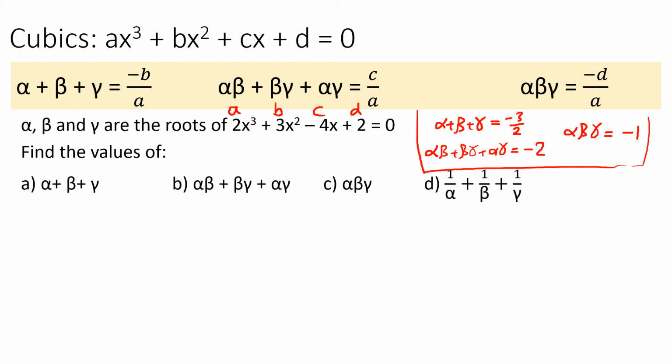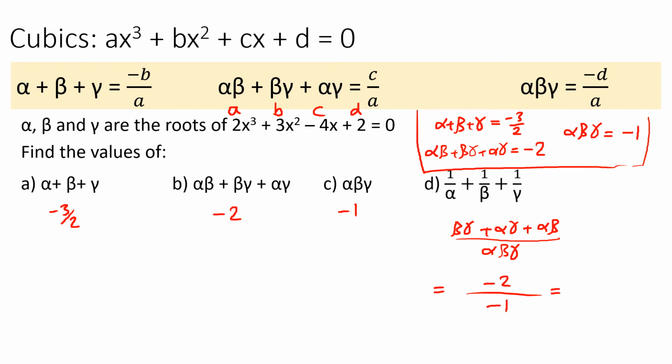Then we just need to look at the questions and think, well, how do we get these? So the first three of these are obviously just a case of reading stuff off. That's minus 3 over 2, that's minus 2, that's minus 1. The last one, we're going to do what we did before and give it a common denominator, which in this case is going to be alpha beta gamma. So we're going to need to put it together like that. And then the top of that fraction is something we've already worked out as being minus 2. The bottom of that fraction we've already worked out as being minus 1, so it's just equal to 2.